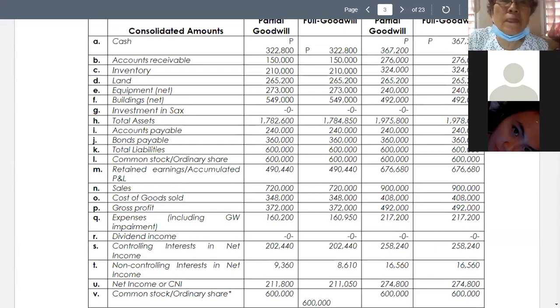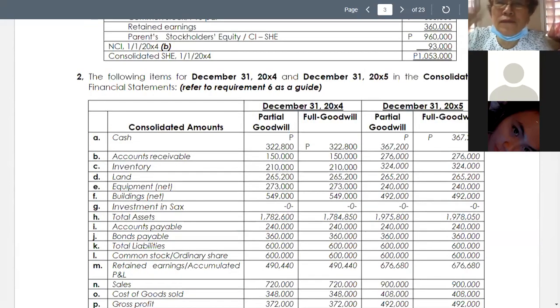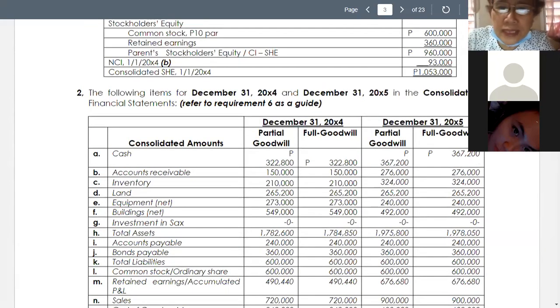Here na. So ang aton nga full goodwill, we still have the same amounts for cash, accounts receivable, inventory, land, equipment, and buildings. And we have the total assets earlier. Again, we have to change this. Kaya nga aton diri nga goodwill, we have to add goodwill in the amount of 12,000.